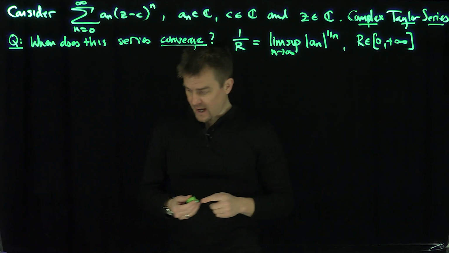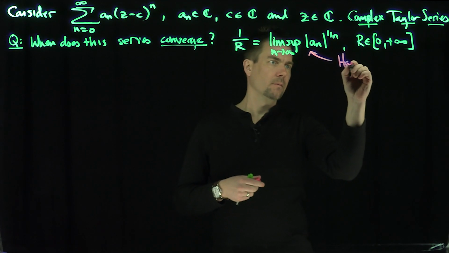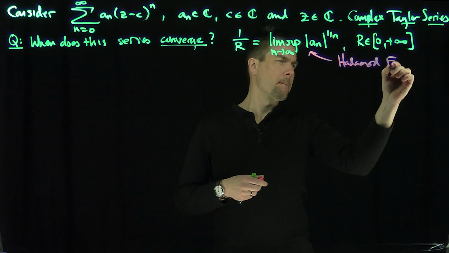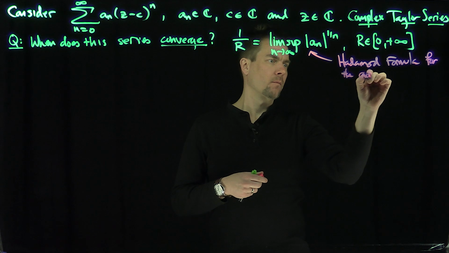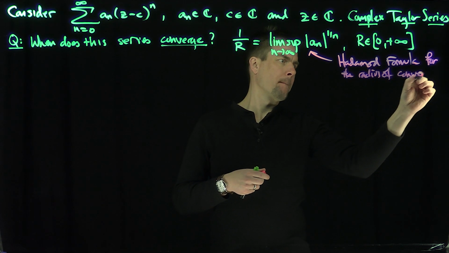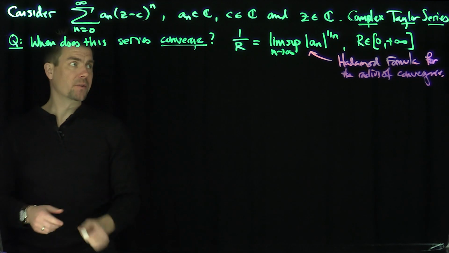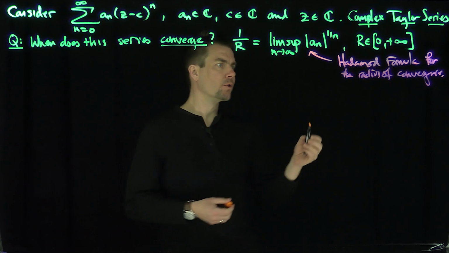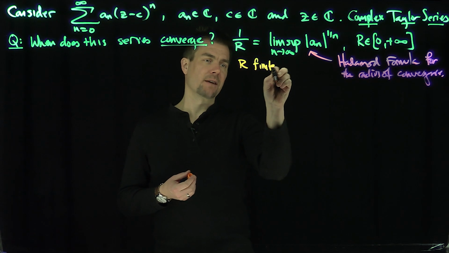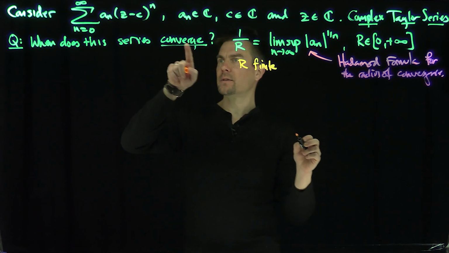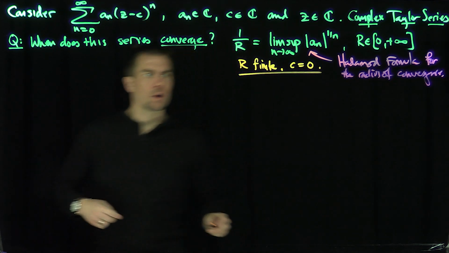This formula is called the Hadamard formula for the radius of convergence. Excellent. And so what's the proposition we have about this formula? Let's make some initial assumptions. We're going to assume that R is finite. The case when R is not finite is very easy to do. So R is finite and the center is 0, that is, c is equal to 0. Good, and so here's a proposition.